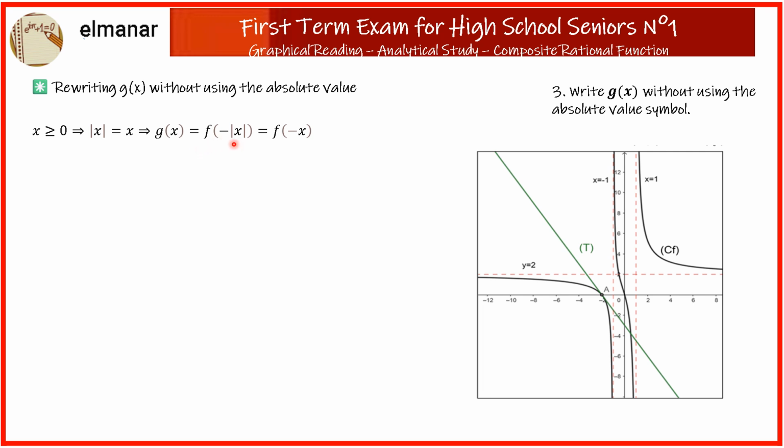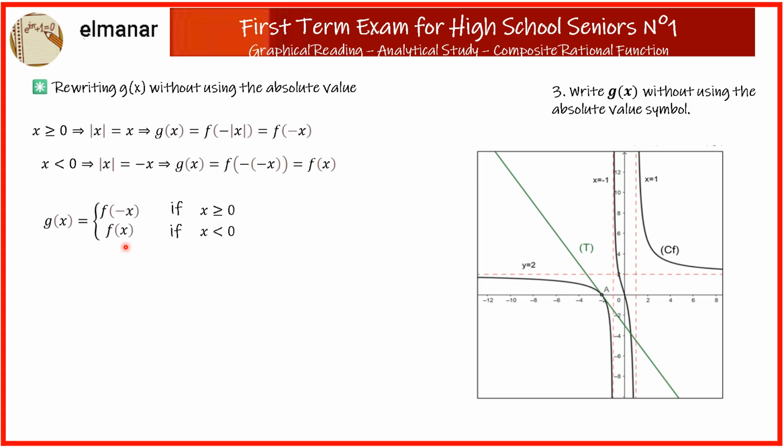Case 2. When x is strictly less than 0. The absolute value of x becomes minus x. Therefore, g of x equals f of x. Summary. The function g is described by two expressions. For values of x greater than or equal to 0, g of x equals f of minus x. For values of x strictly less than 0, g of x equals f of x.